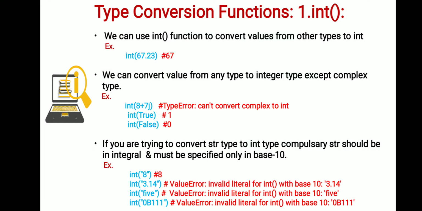Now see the example, int of "10". So 10 is a string value and it is specified in integral format and also specified in base 10, so it will be converted into an integer, and we get the output as 10. Now say int of "3.14". Now 3.14 is a float type of value, not specified in an integer format. Okay, so we get a value error, invalid literal for int with base 10, 3.14.